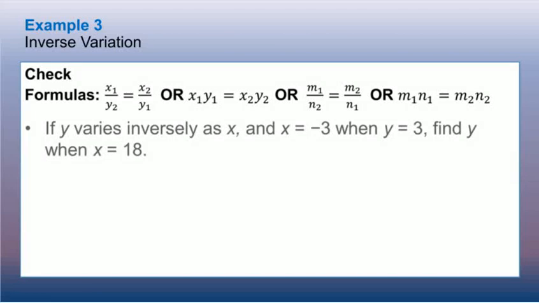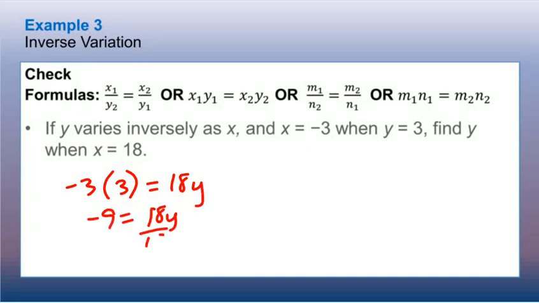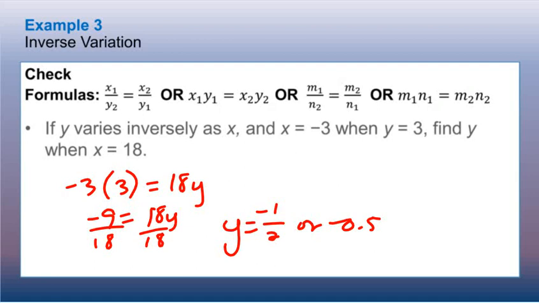A couple other ones here. y varies inversely as x, and x is -3 when y is 3. Find out what y is when x is 18. So this is -9 equals 18y. Divide by 18, and y would equal -1/2 or -0.5.